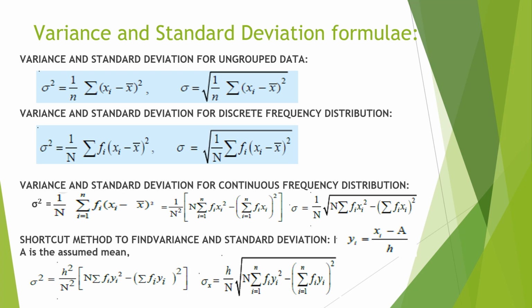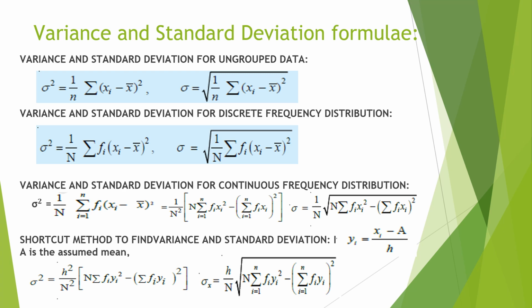Same way, if you are having a discrete frequency distribution, you have Fi with Xi. So the formula is: variance is 1 upon n, where n is sigma Fi, sigma Fi into Xi minus x bar whole square, and standard deviation is the square root of variance. For a continuous frequency distribution, the variance is 1 upon n sigma Fi Xi minus x bar whole square, a similar formula like the discrete distribution.